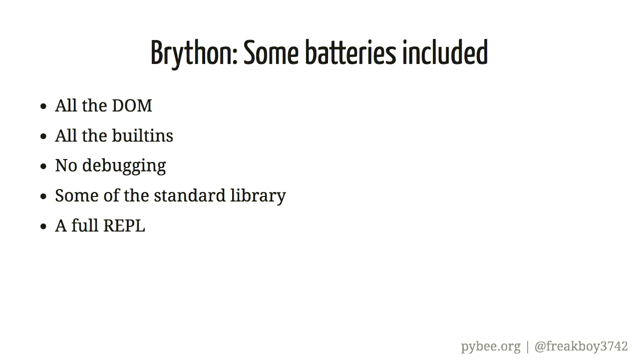What else is missing? Well, again, you get all the DOM and the access to the Python built-ins. You also get some of the standard library, but it is missing parts as well, for the same reasons that Transcrypt is. You don't get any debugging. Brython doesn't provide source maps, and it probably isn't even able to, because you're not mapping from one source file to a roughly equivalent source file. You're mapping from the internal operation of an interpreter to source code that's running in that interpreter. Brython does have a debugging mode, but it's not connected to the JavaScript debugger that you're familiar with.